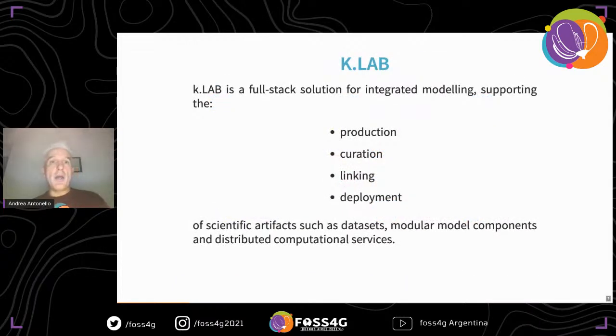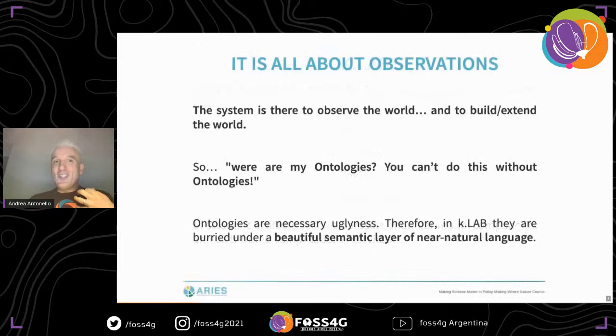You know what ARIES is now, and what's KLab? KLab is just a software, kind of a big software. It's a full stack solution that helps modelers to do integrated modeling. So it supports production, curating, linking, deployment of scientific artifacts. That could be data sets and models. And it's just a system to observe the world, the whole world. So not just your little piece of watershed you want to analyze, but it wants to observe the whole world, and it wants to build and extend the world.